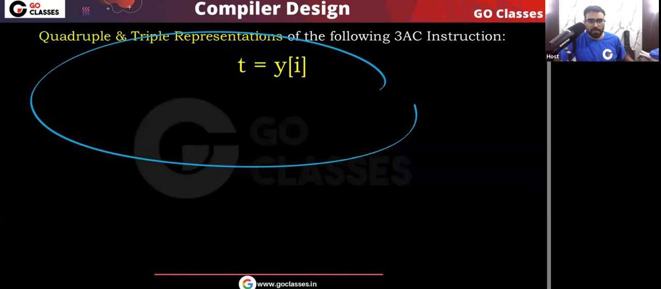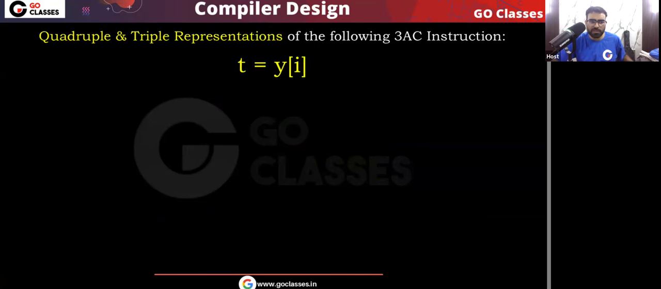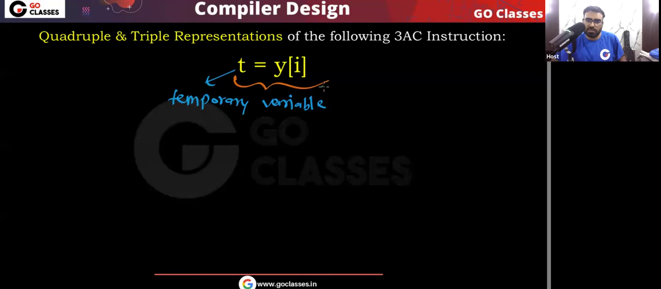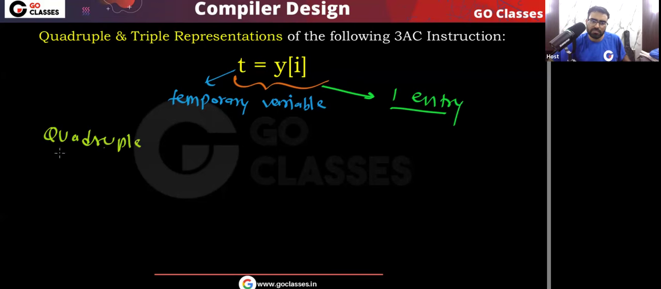Let's see this example. Tell me, for this example, what will be the quadruple representation and what will be the triple representation? Notice one thing. Here we have a temporary variable. Please understand, this itself is the temporary variable. Here you will need only one entry. So let's see what will be the quadruple representation and what will be the triple representation.